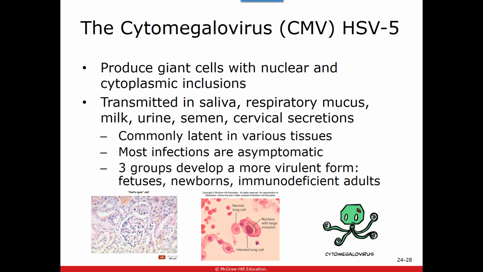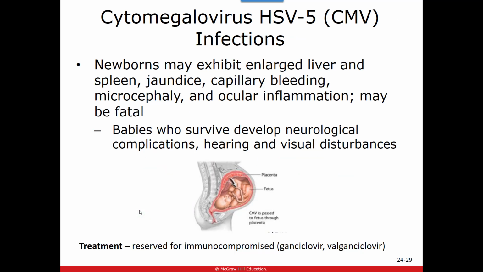The groups that are usually going to have a more virulent form of the virus: fetuses, newborns, and immunodeficient adults. And so newborns might exhibit an enlarged liver or spleen, jaundice, bleeding, microcephaly, inflammation around the eyes, might be fatal. Those that survive might still have neurological complications or hearing or visual disturbances.